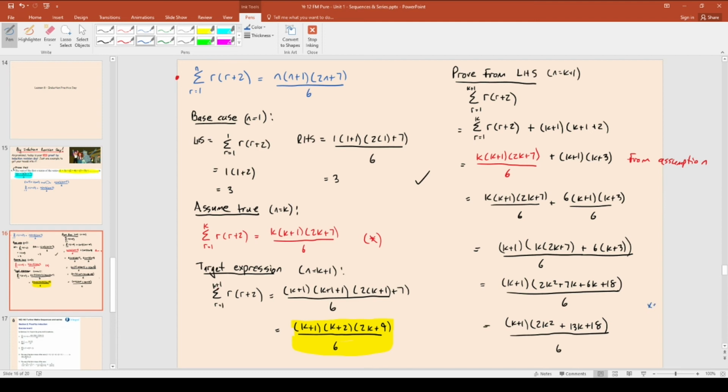Looking for two numbers that times to make 2 times 18, which is 36, and they have to add to make 13. So times to make 36, add to make 13. It could be 4 and 9, which it isn't. It could, which it is actually. Yeah, 4 and 9 are the two numbers that do that.